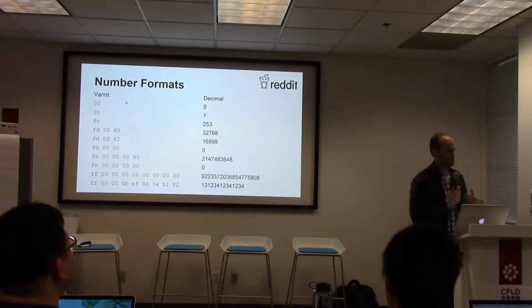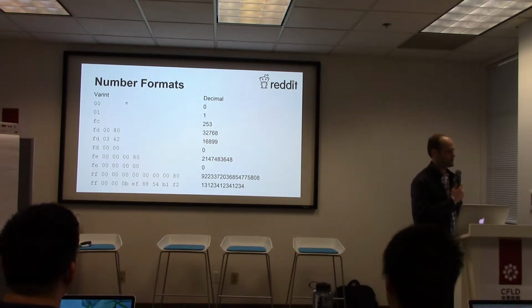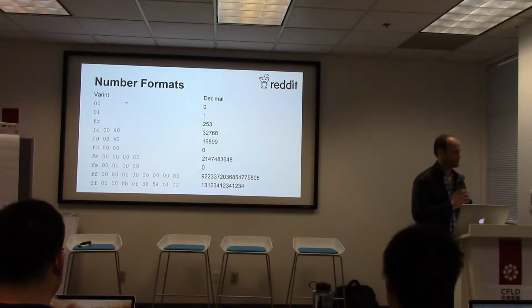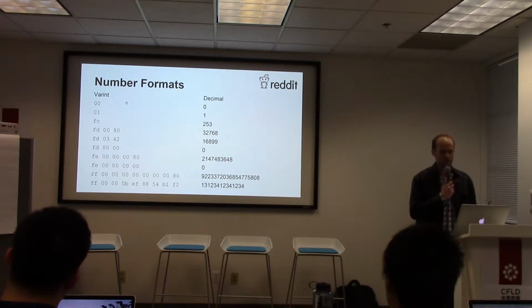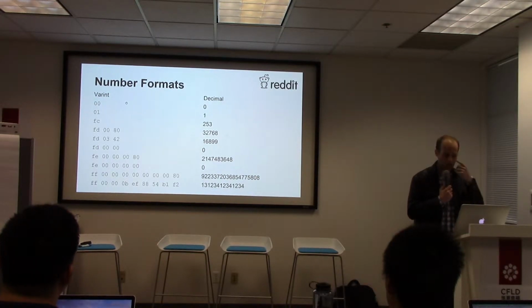There are many different ways people throughout history have come up to represent a variable size integer, but this is, yes, a Bitcoin-specific format. This is Bitcoin varint. So here are just some examples. On the left you see the binary format, and on the right is the corresponding decimal format.